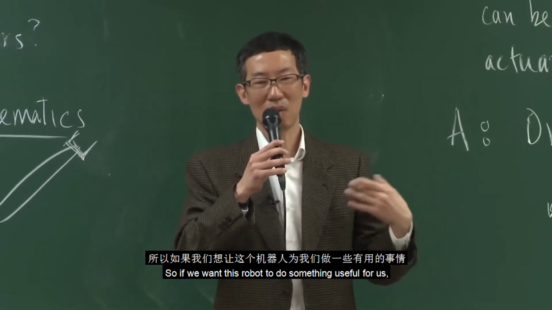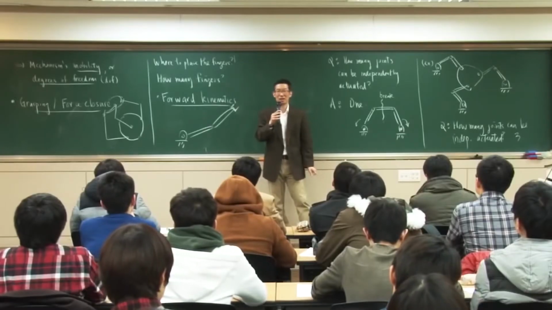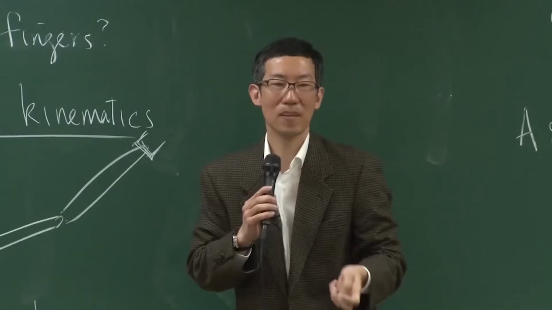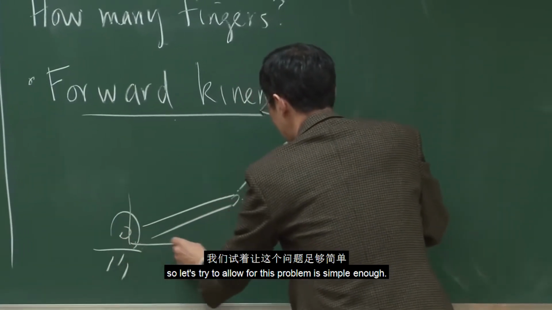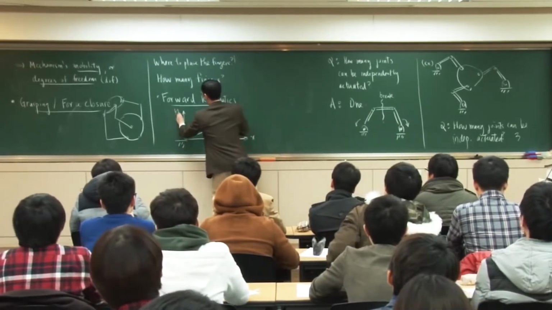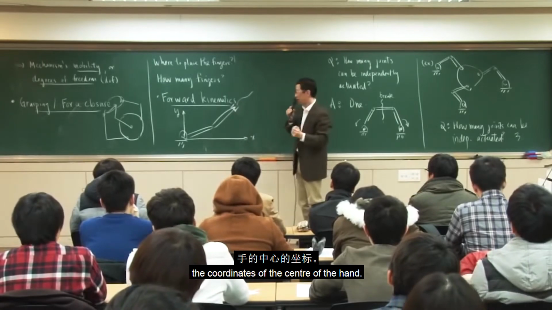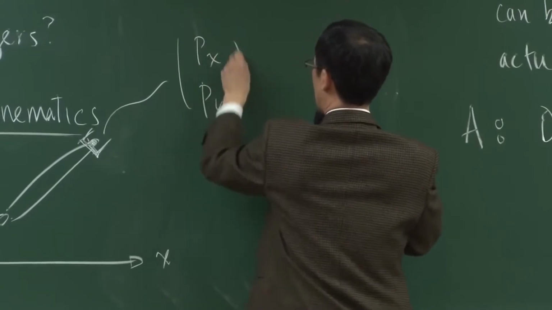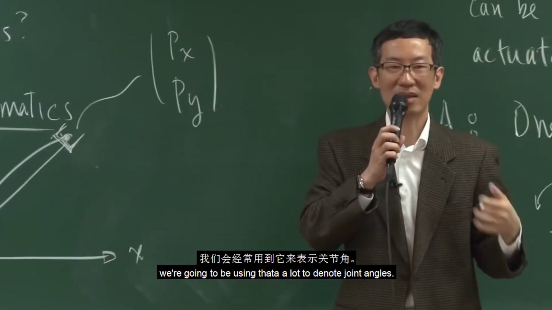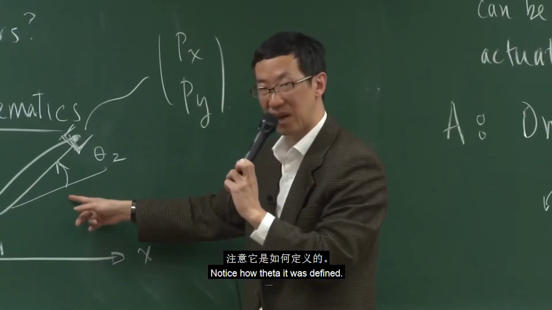So if we want this robot to do something useful for us, we have to be able to tell the hand where to move. So we need to understand the relationship between where the hand is and what the joints are. All right, so for this problem, it's simple enough. So I'm going to do a little bit of a calculation here. So here's my XY coordinate frame. Let me call the coordinates of the center of the hand Px, Py. Let me call this joint angle theta 1. We're going to be using theta a lot to denote joint angles. And let me call this joint angle theta 2. Now, notice how theta 2 is defined.